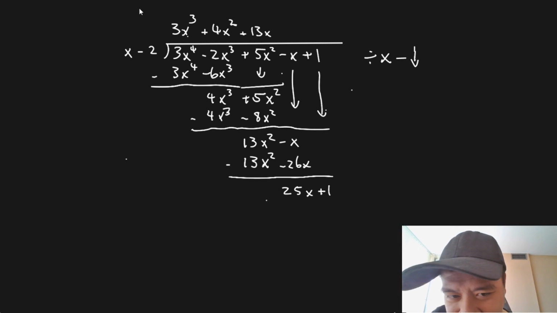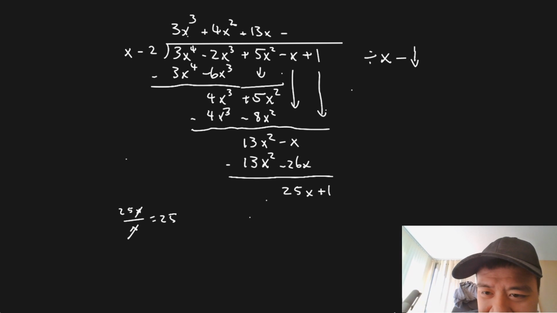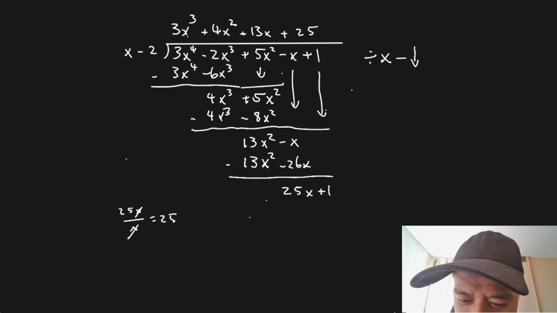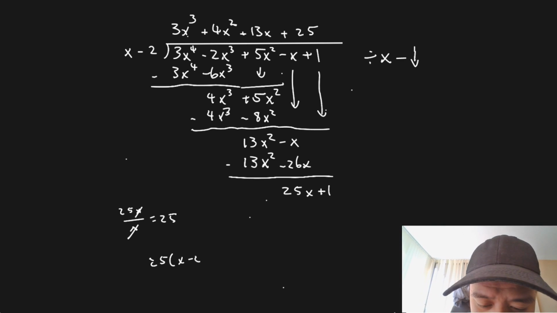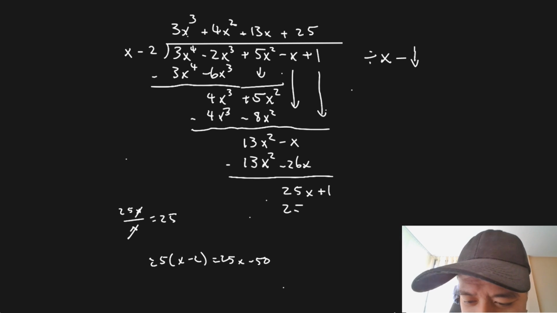25x, we take our first term, divided by x. X is crossed out, so all we are left with is 25. And then we multiply. So 25 times x minus 2 is, we can write it over here, 25x minus 50.